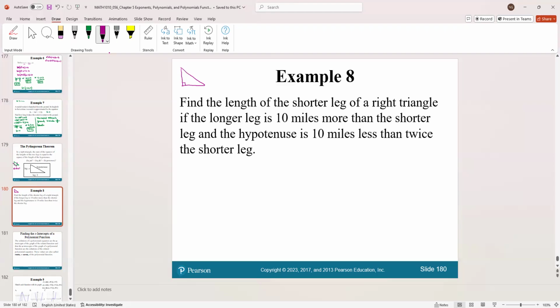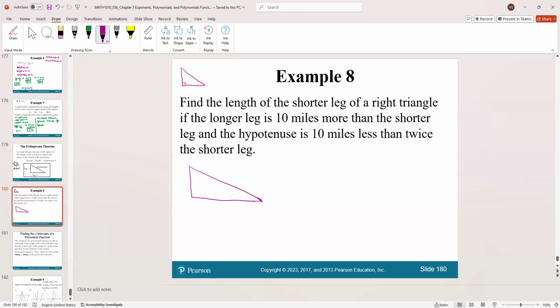Find the length of the shorter leg of a right triangle if the longer leg is 10 miles more than the shorter leg and the hypotenuse is 10 miles less than twice the shorter leg. Okay, that's a lot. First of all, sketch a graph. Always sketch one. I'm gonna do a big one because I don't know exactly what we're going to find. I prefer to sketch a right triangle.